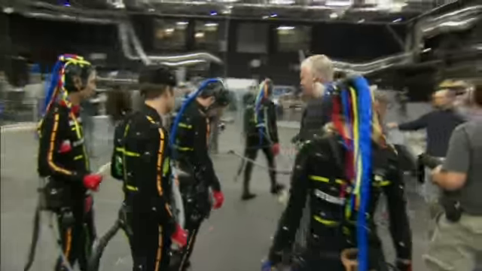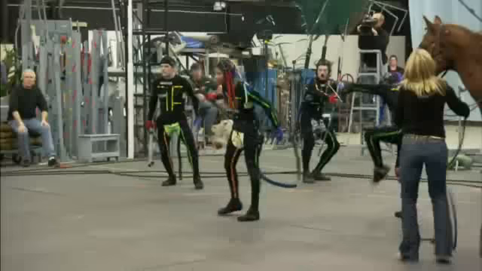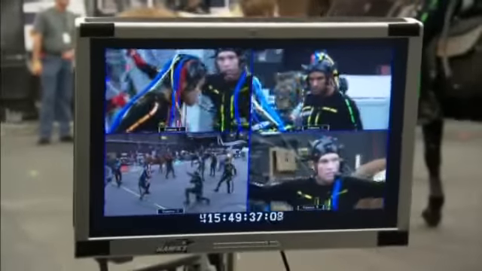I think the thing that people need to keep very strongly in mind is that this is not an animated film. These actors did not just stand at a lectern and do a voice part, and then animators went off for the next 2 years and created the entire physicality of their performance.